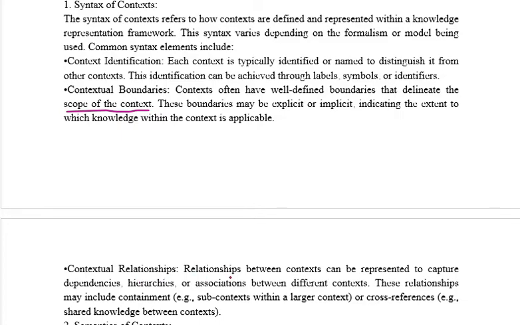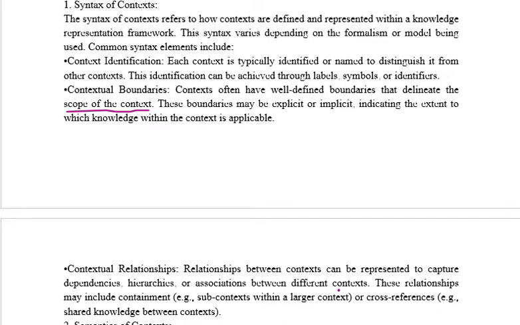Relationships between contexts can be represented to capture dependencies, hierarchies or associations between the different contexts. Means there will be some relationship between one context and another context. That relationship can differ with the dependencies or hierarchy, or it can be some association. So what is the relation between the two contexts? That is known as a contextual relationship.